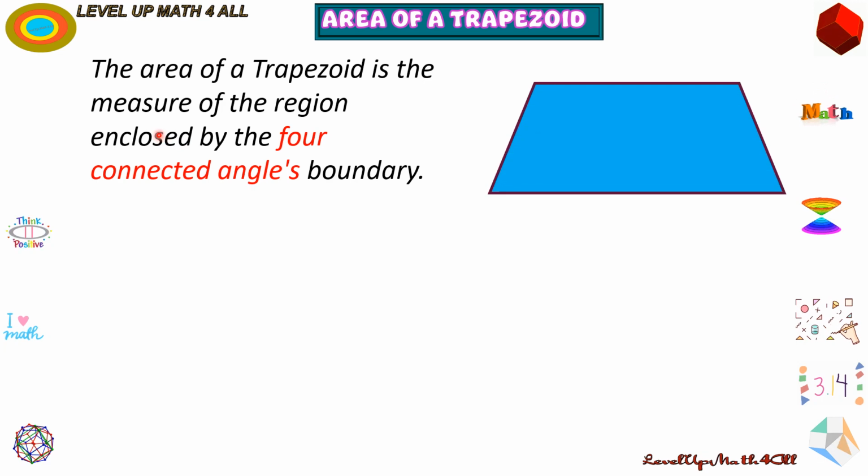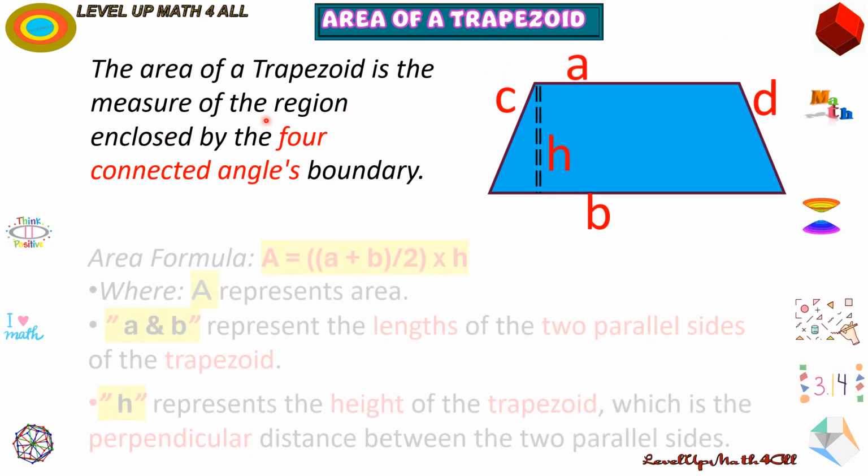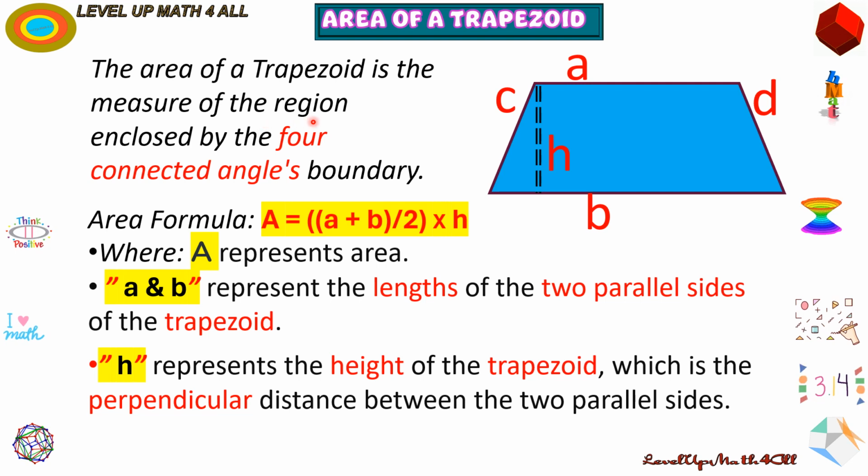So what do we mean by the area of a trapezoid? The area of a trapezoid is the measure of the region enclosed by the four connected sides. We have to measure it. That's called the area. As we know, the formula is A equals (a plus b) by 2 times height. So this is the height, this is angle A, this is side a, this is side b, these two are parallel, this is side c, this is side d. They are not parallel. We call them legs.